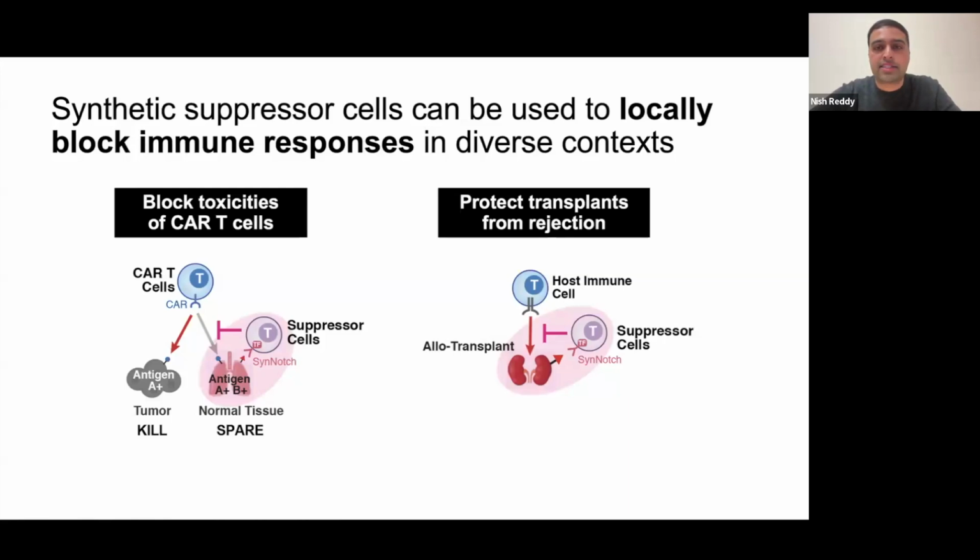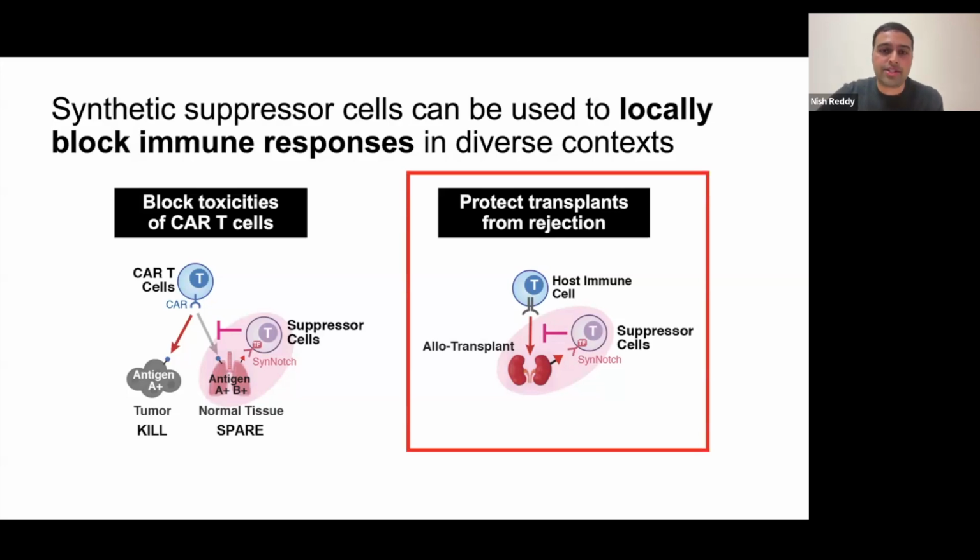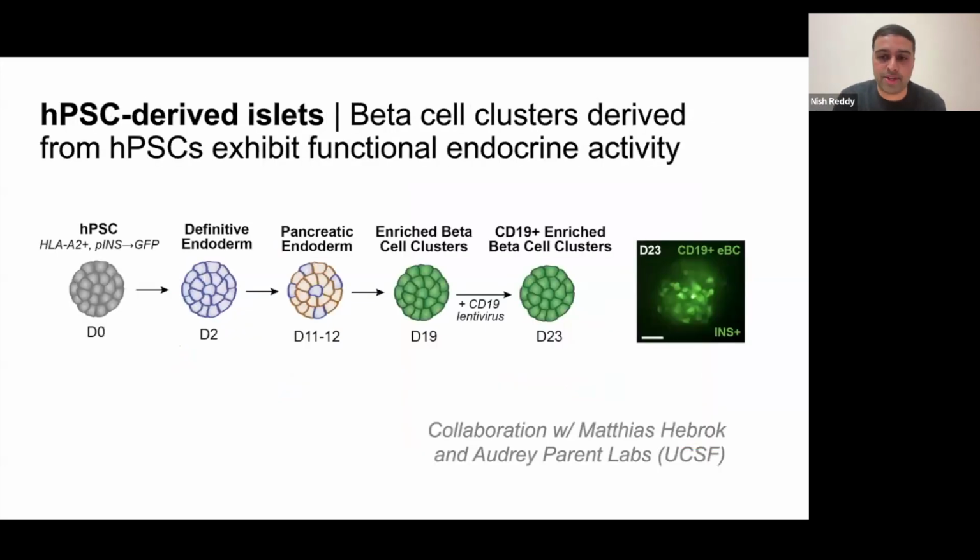The other context that we were really interested in, and the one that's more relevant to the type 1 diabetes community, is protecting islet transplants from rejection. This was a close collaboration with Matthias Hebrok and Audrey Parent's labs at the UCSF Diabetes Center. Over the last several years, they've been using human pluripotent stem cell derived islets as a replacement for islets in type 1 diabetes, and have been developing protocols to design these enriched beta cell clusters.